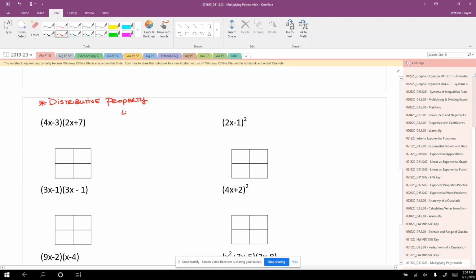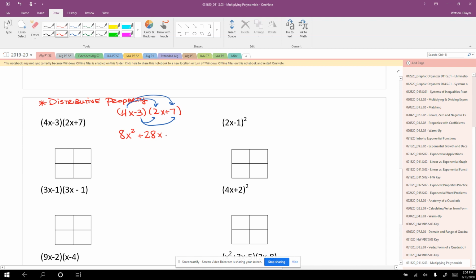I'm going to rewrite the problem over here just to have some space. What we do is we distribute each term in the first set of parentheses to each term in the second parentheses. And we draw arrows so you can see how this is going to work. For the first arrow I drew, it's 4x times 2x. That is going to be 4 times 2 is 8, x times x is x squared. Again, x times x is x squared; that came from our exponents property. And then the next one was 4x times 7, so that's going to be 28x.